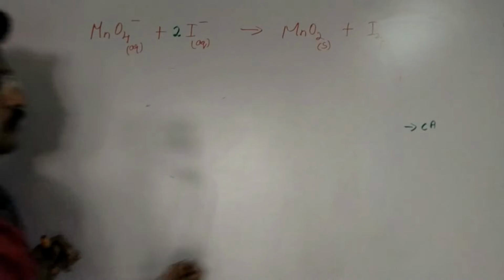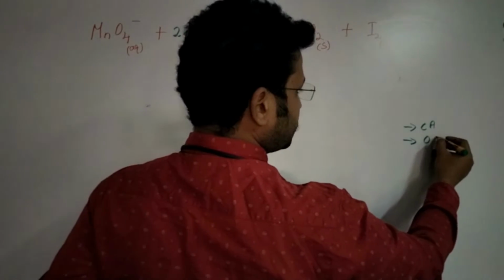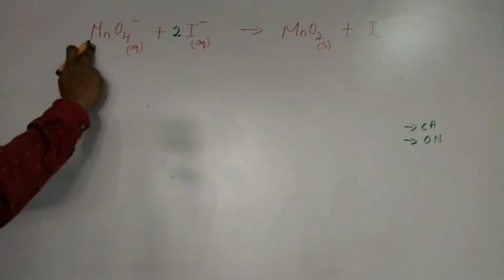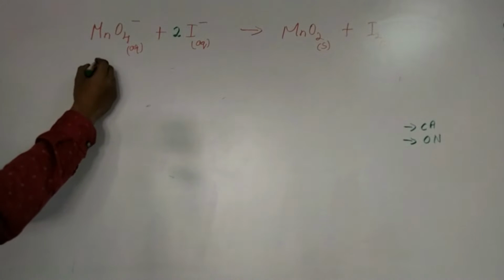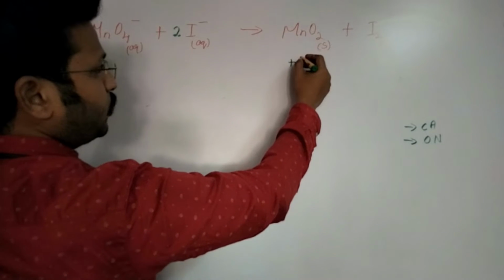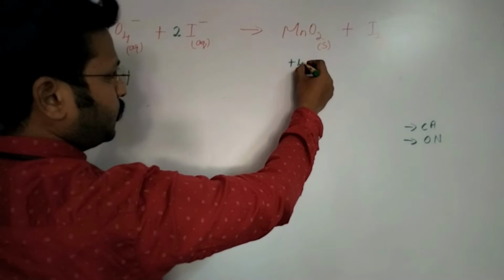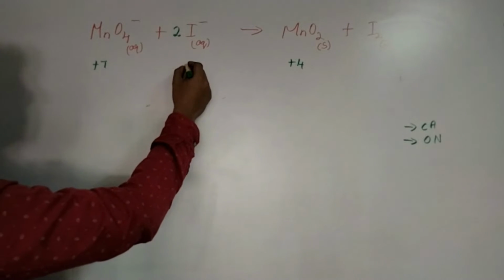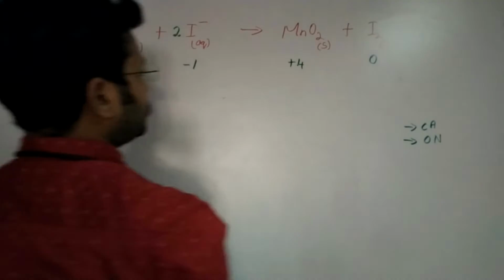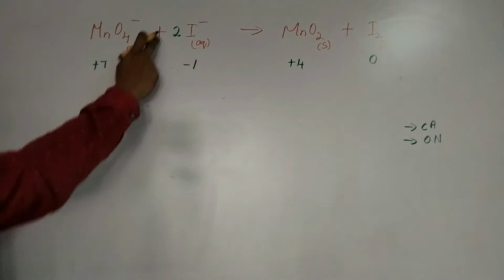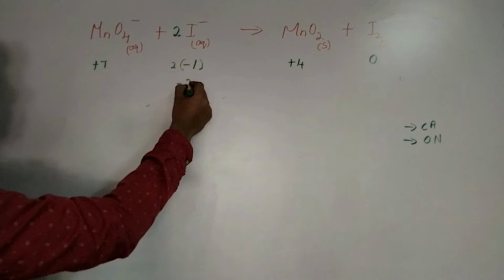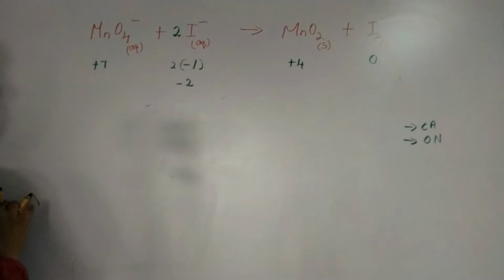The next step is to explore the oxidation states, or oxidation numbers, of the central atoms. Here the oxidation number of Mn in MnO4 minus, if you calculate, you will get plus 7. And in MnO2, the oxidation state of Mn will be plus 4. For I minus, the oxidation state is minus 1. And for I2, the oxidation state is 0. Since we are having 2I minus, I will multiply this with 2. So this is minus 2.